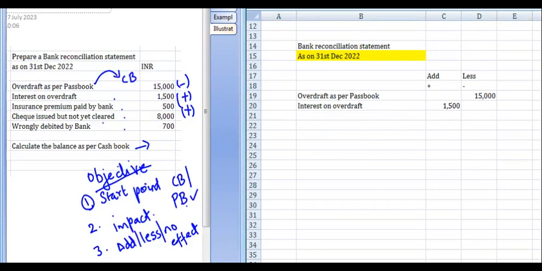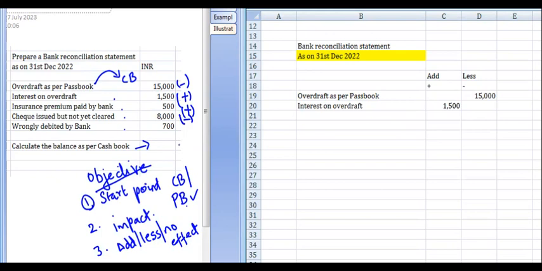Third is check issued but not yet cleared of rupees 8,000. This is a check which we have issued, which means the accountant would have already debited for this expense, but it is not yet cleared, which means the impact is not yet there in the passbook. So it is not yet being deducted. So in order to arrive at the balance as per cash book, we need to reduce this balance of 8,000 in order to arrive at the balance as per cash book.